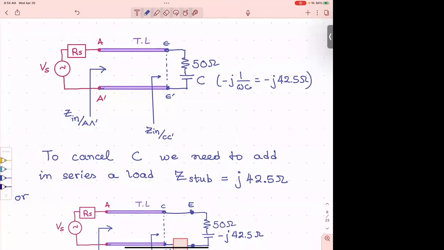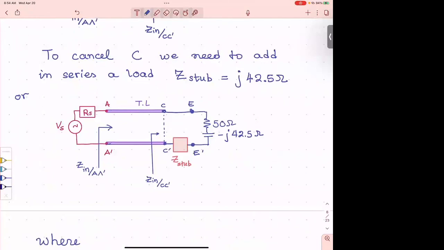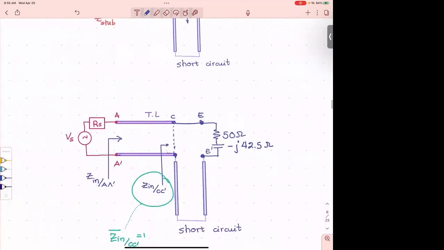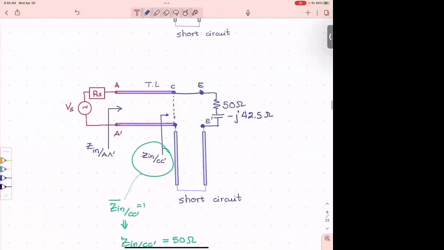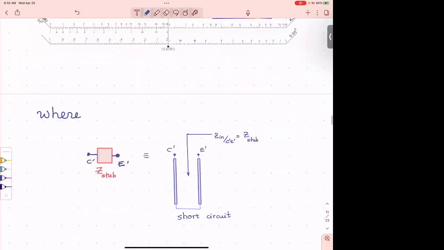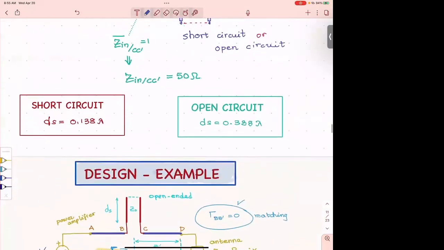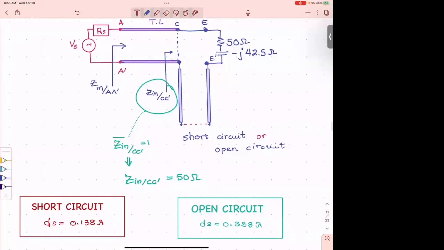So now is where I say, well, if I could do something here, cancel out this part, the minus J 42.5 ohms. And then what I would like you to do is to read the rest because I'm going to do it next time, but I would like you to read the whole problem to see exactly how I'm going to put, I will show you how we are putting this short or open-ended stub. Now, the whole thing is here. I want you to read it, not design example, only that first problem.